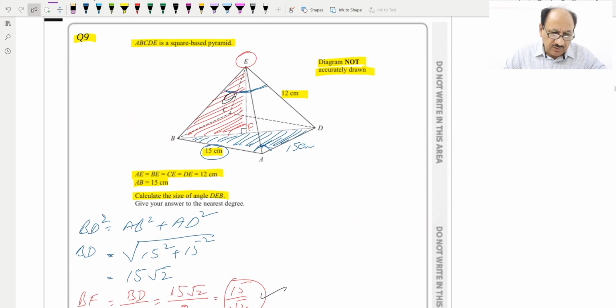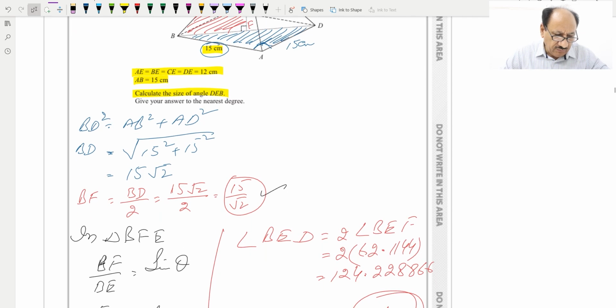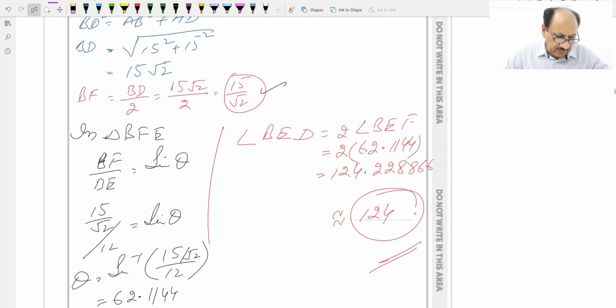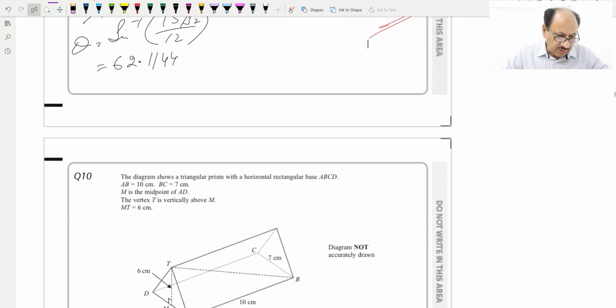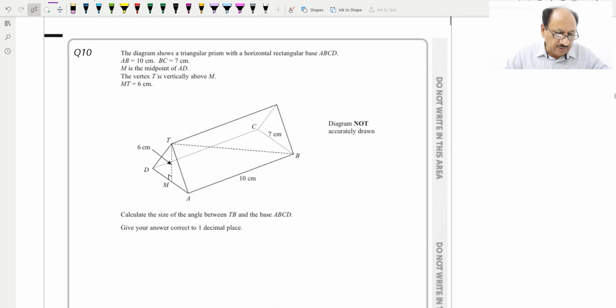It was a little tricky question, so you should be careful in solving these types of questions. What we have done is we applied Pythagoras theorem, and then we applied trigonometry. Two times we have applied trigonometry. Hopefully you understood this question. Now question number 10.